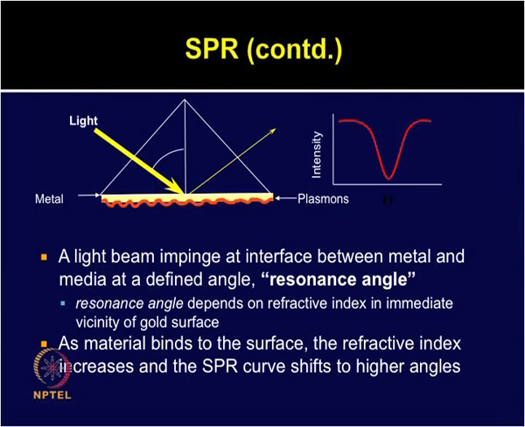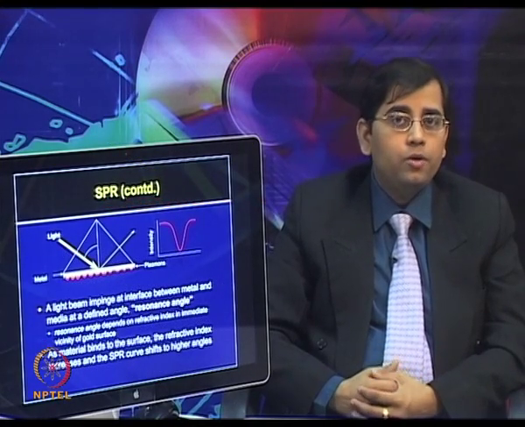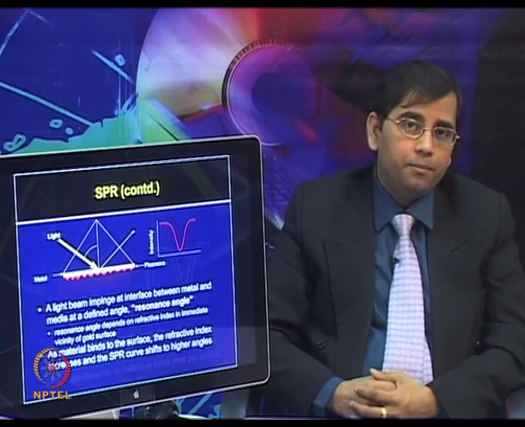When metal binds to the surface, the refractive index increases and the SPR curve shifts towards the higher angle. So, the changes in angle of reflection of light caused due to the binding of probe to the immobilized protein is measured for the characterization of biomolecular interactions in real time.